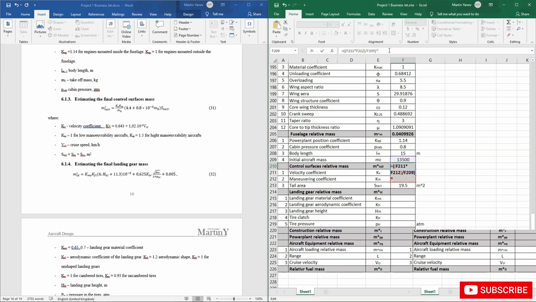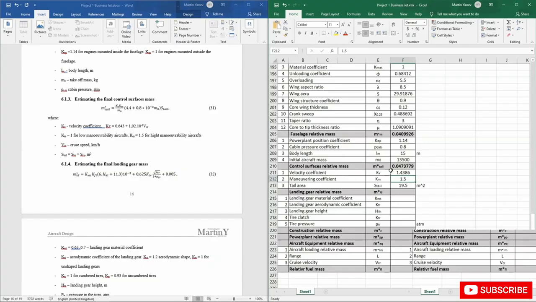So the whole thing in brackets will be multiplied by 4.4 plus 0.8 multiplied by 10 to the minus third, and this will be multiplied by m0 as well. So m0 here, and the whole equation is going to be multiplied by the tail. I will actually type it manually because it's already covered. So this will be F213, that's it.